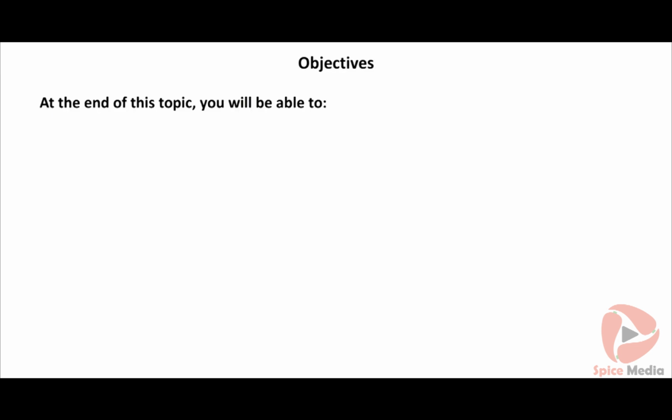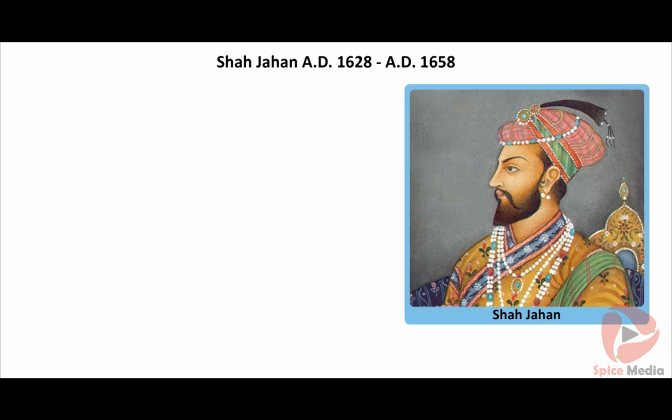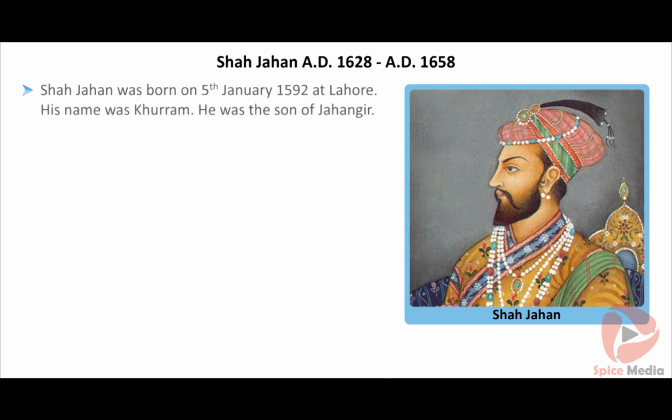At the end of the topic, you will be able to understand the role of Shah Jahan in the expansion of his empire, appreciate his contribution to architecture, and estimate Shah Jahan as the greatest ruler of India. Shah Jahan, 1628 AD to 1658 AD. Shah Jahan was born on 5th January 1592 at Lahore. He was the son of Jahangir. His mother was a Rajput princess. His name was Khurram.